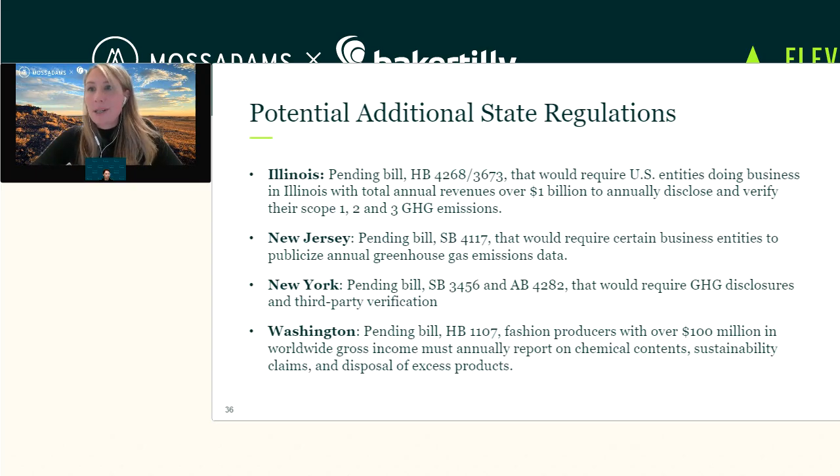Outside of just greenhouse gas emissions and climate financial risk related regulations, there are also regulations popping up in the United States related specifically to fashion producers, and some regulations on reporting in that space as well.